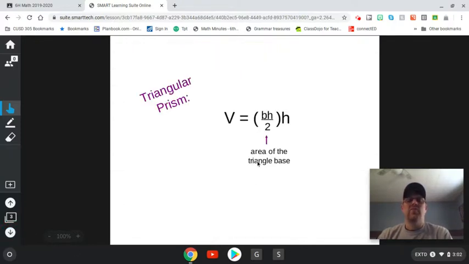Okay, so the formula to find the volume of a triangular prism is volume equals base times height divided by 2, which is the formula of area. So you find the area of that, and then you take that times the height of the prism. Okay, so find the area of the base, and then take that times the height of the prism.